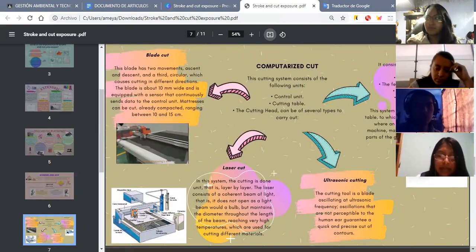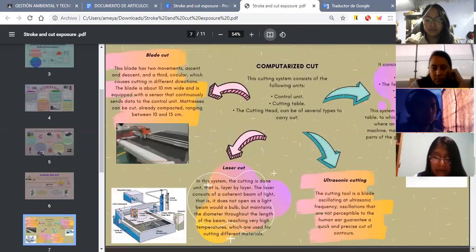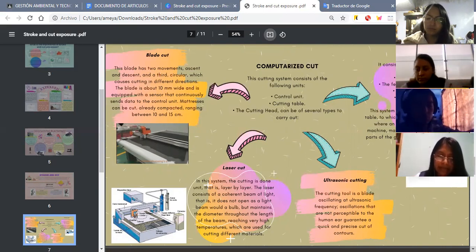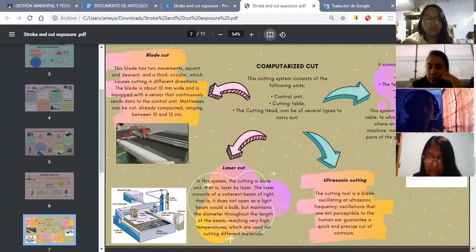The other is computerized cut. This cutting system consists of the following units: a control unit, which might consist of a computer or a magnetic disc reader, the cutting table, and the cutting head. The cutting head can be plate cut, and has movements that cause cutting in different directions.